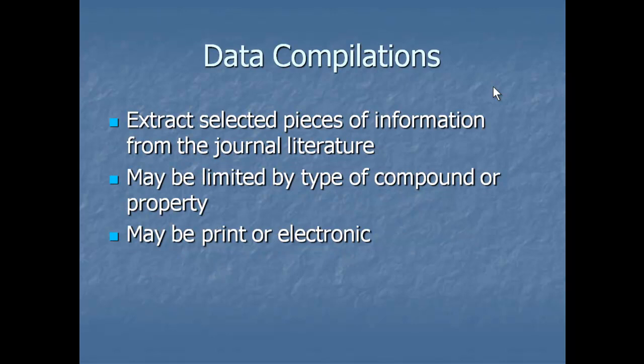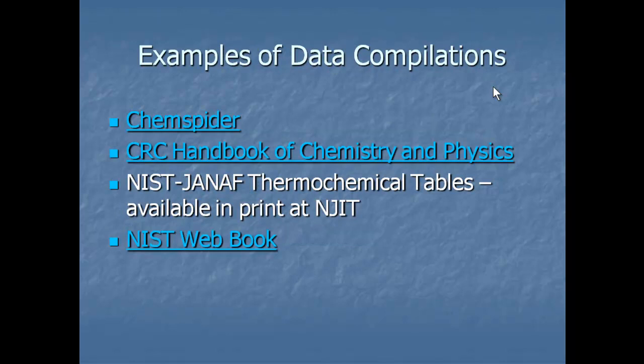Okay, a data compilation. I discussed this in more detail for undergraduate students taking Math 225. They extract selected pieces of information from the journal literature. They may be limited by the type of compound or property, and they can be print or electronic. So a few of the data compilations here.